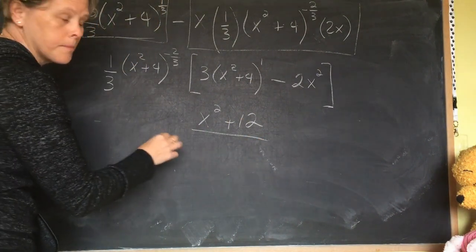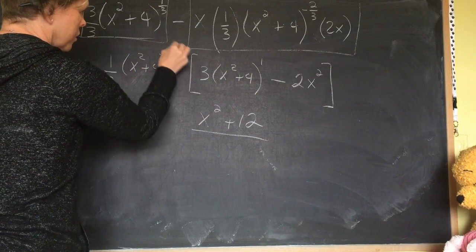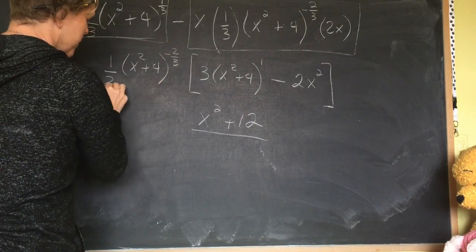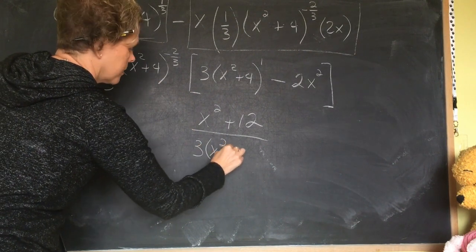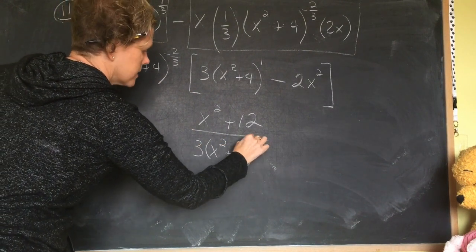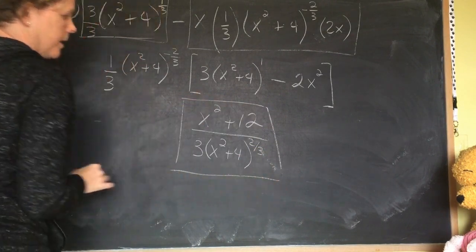And then remember, I'm very deliberate about what goes in the numerator and what goes in the denominator. So here, this whole term is going to move to the bottom. So this 3 is already down there. And then I'm going to be left with x squared plus 4 to the positive 2/3 on the bottom. And that is your answer for that one.